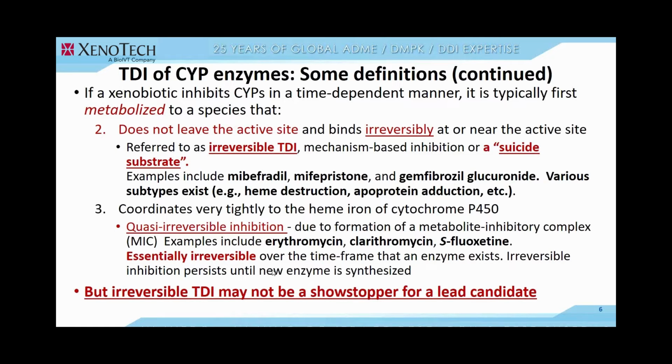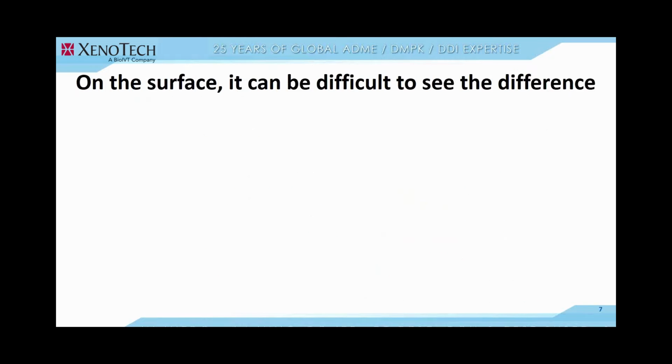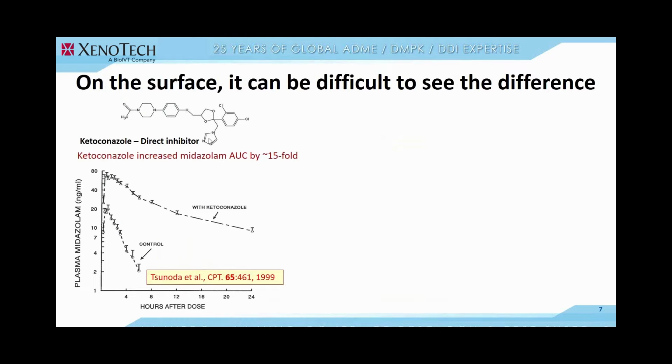But again, irreversible time-dependent inhibition or metabolism-dependent inhibition may not be a showstopper for a lead candidate, especially if you don't have a good backup, especially if it happens to be one that cures an acute cancer or something like that. On the surface, if you're looking at the clinical data, it can actually be difficult to see the difference between time-dependent and direct inhibition. So here's ketoconazole, a very potent direct inhibitor. In fact, it binds very tightly to the active site, but can be reversed. And it increases midazolam AUC by about 15-fold.